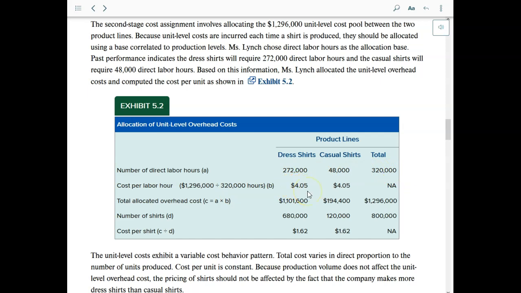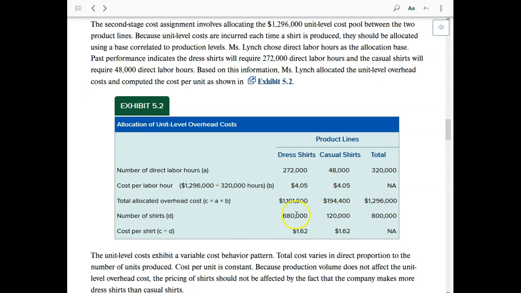That's the allocation rate per hour for the various shirts we're making. So the total overhead cost for each of these areas, we're taking the 4.05 times 272,000 for this first one, $1,102,000 (or so). The 194.4 is $4.05 times 48,000 hours. So we've allocated this $1,296,000 between the dress shirts and the casual shirts.